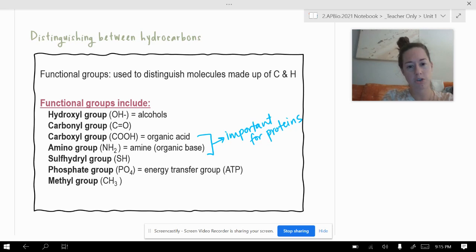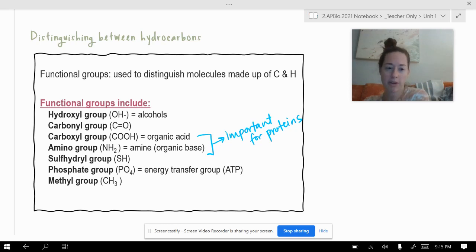Sulfhydryl groups are also important for proteins. They create these really strong bonds between amino acids when the protein actually folds. Phosphate groups are really important for energy transfer. So you might remember that ATP is the source of energy in your cells. ATP is a triphosphate. So when ATP actually releases energy, it's a phosphate group that breaks off and releases energy.